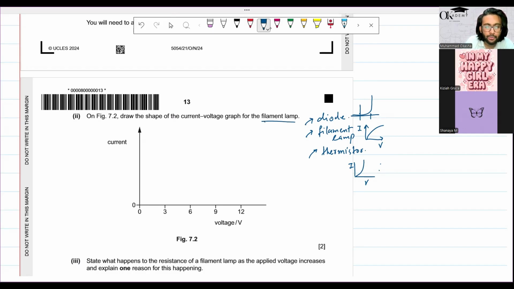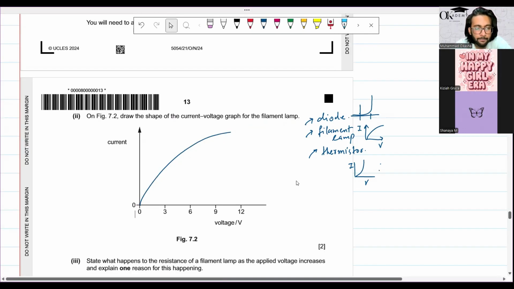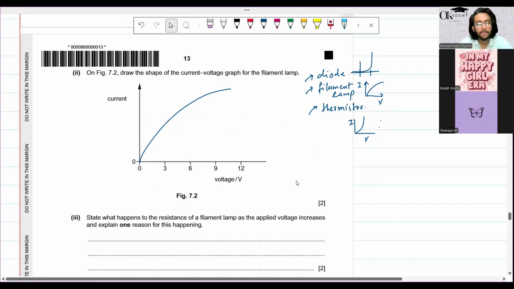So we are supposed to draw the graph for the filament lamp. You draw it with a decreasing gradient, so it's going to look something like this. Okay? Do not make the graph straight from here. Do not just draw it this way. Decreasing gradient, but do not make it horizontal. Clear?